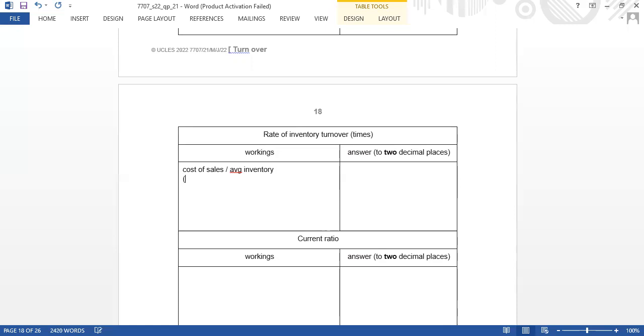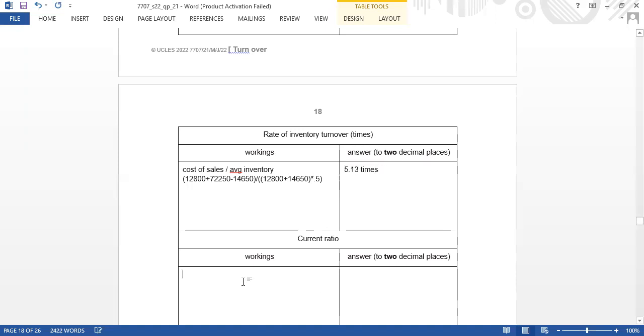First of all, we'll calculate the cost of sales. That would be 12800 opening inventory plus 72250 purchases minus 14650 closing inventory, divided by opening inventory 12800 plus 14650 closing inventory, multiplied by 0.5 or divided by 2. That is the same thing. This will give us 5.13 times.